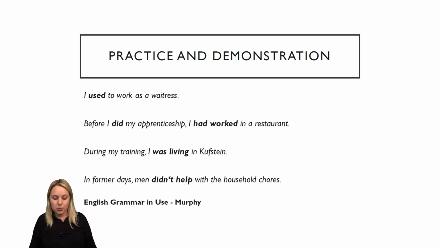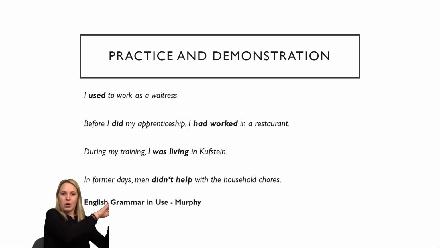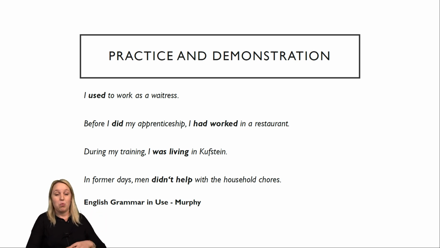Good. So I used to work as a waitress. So it was in the past. Now I'm not doing it anymore, but I used to work as a waitress. Past simple. Next one. Before I did my apprenticeship, I had worked in a restaurant. So it's all completely over. So you finished your apprenticeship, but before you did that, you had worked in a restaurant. So again, here we have this kind of sequence of actions in the past. So the restaurant part is way back.